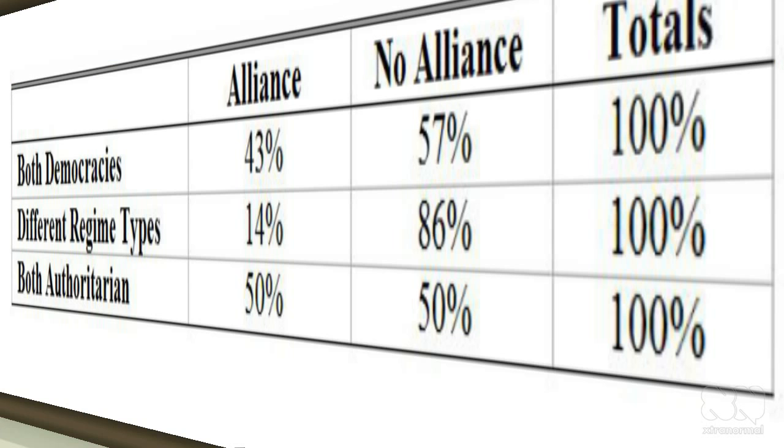To the board. Wow. This is great. Now I can see that when states have similar regimes they align roughly half of the time. And when they have different regime types they almost never align. Two-way tables are amazing. Yes.